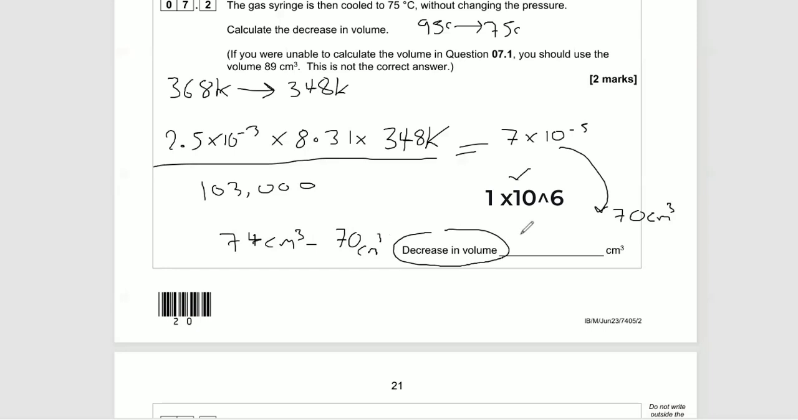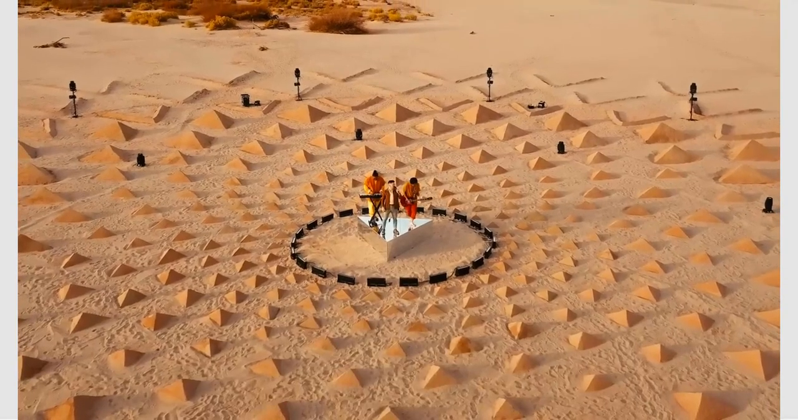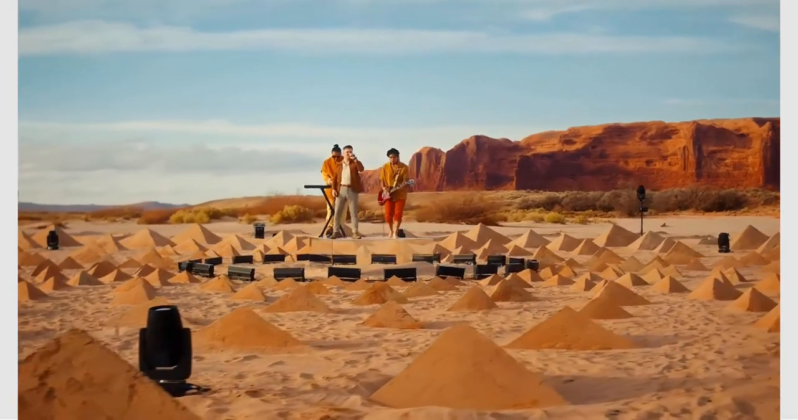It said the decrease in volume, which I've just circled here. So 74 from the original volume in the original question minus 70 centimeter cubed equals 4 centimeter cubed. Now, there we go. Let's move on. About time. Keep moving on.